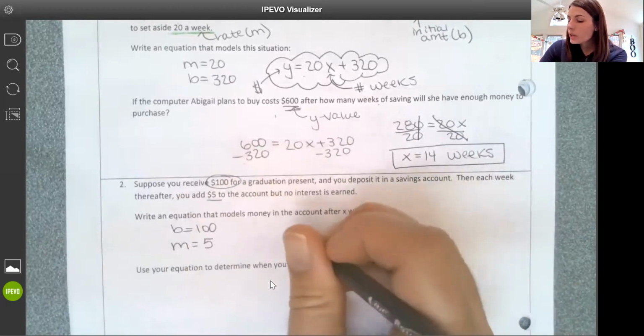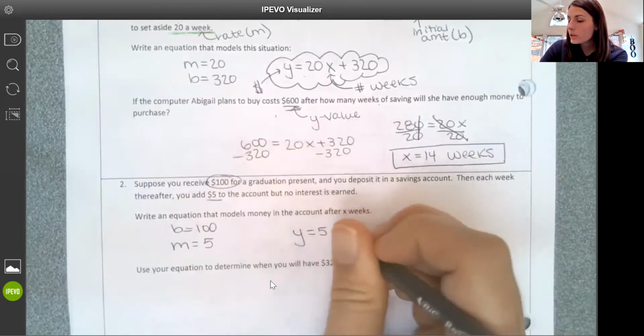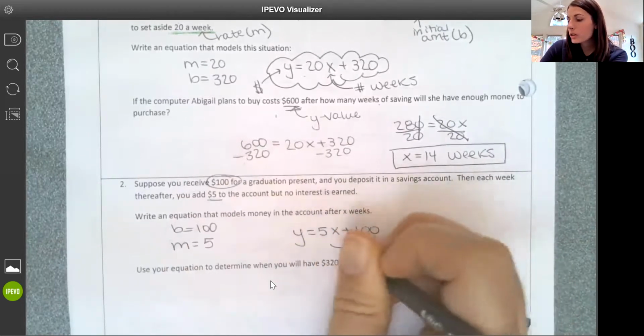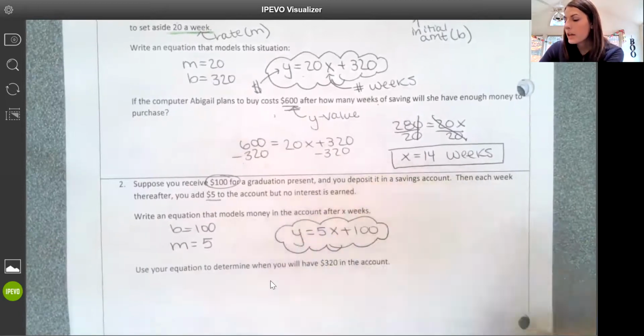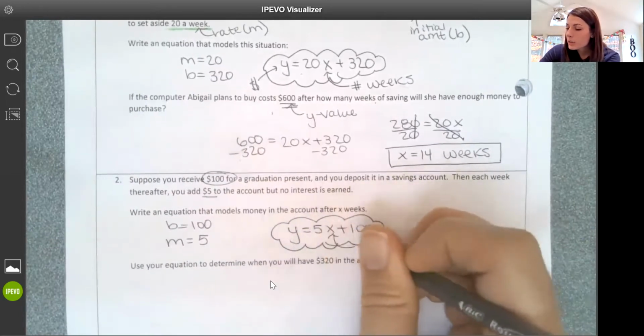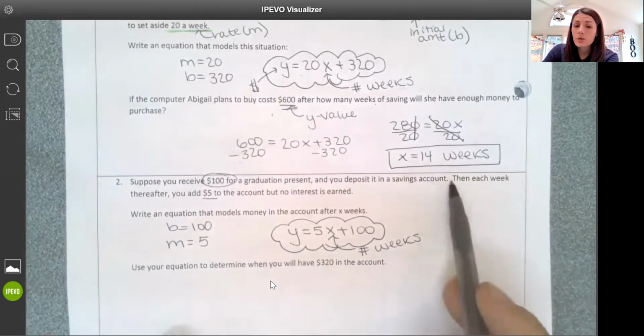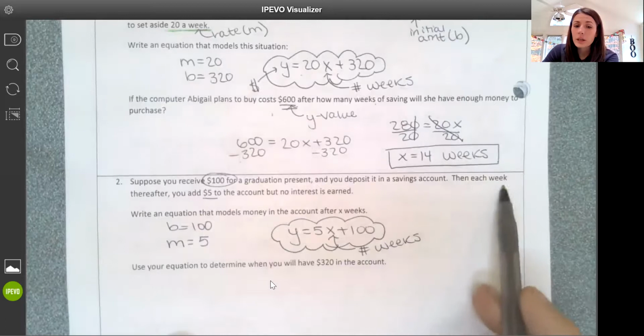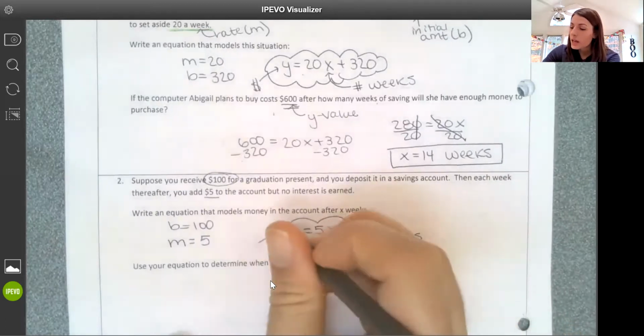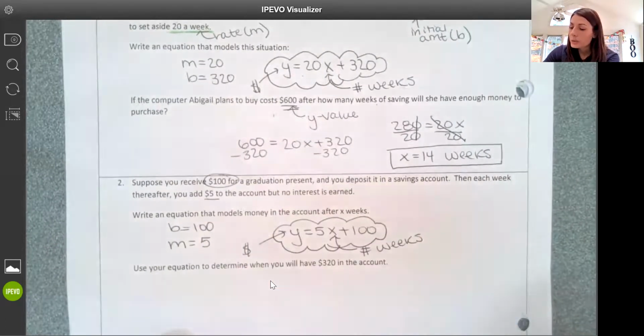So I can write an equation. You should have had y equals 5x plus 100. There's my equation, where x is the number of weeks. It could have been months or number of years, so we want to make sure to reread the problem. It's each week, so x is the number of weeks, and y is going to be the money in that account.